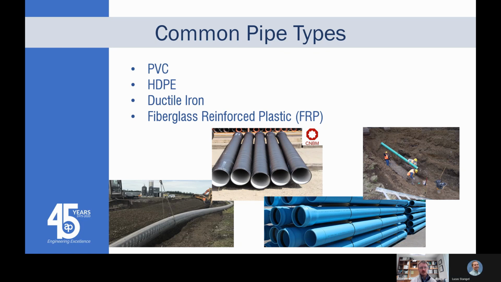Ductile iron's one we see often. I know some cities that's their standard. They haven't gone to PVC. They use ductile iron as their standard. And then the last one we got on here, fiberglass reinforced plastic. Seems like we see that every so often. I know Lucas has worked on a couple projects with it. I think it's definitely more common when you get into larger diameter piping.